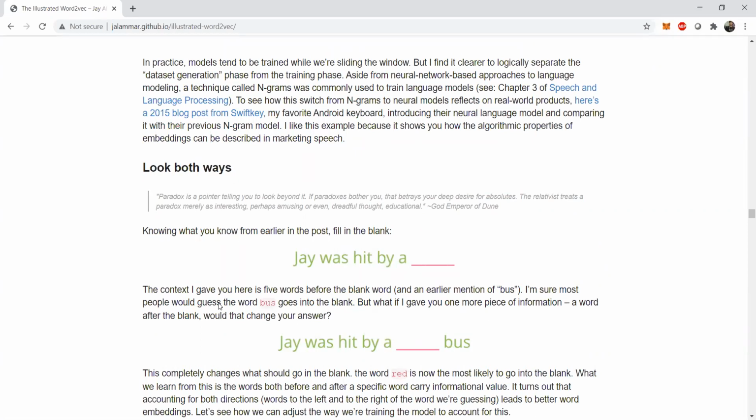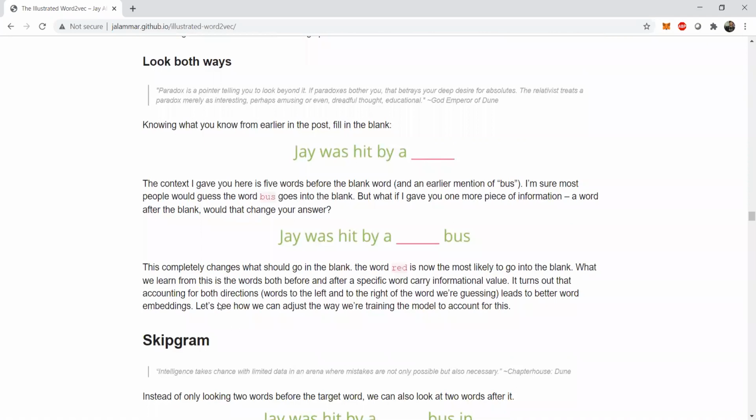Now, if we move forward, one of the important features is, as Jay has mentioned, that Jay was hit by a blank. In this blank, we have to predict a certain word. Given the context that Jay was hit by a bus, we might have guessed the word bus would have been in the blank. But suppose there was another blank in front of the word bus, then that would change the semantics of the sentence entirely. And that would indeed change the resultant outcome that is going to be predicted by the lookup embedding.